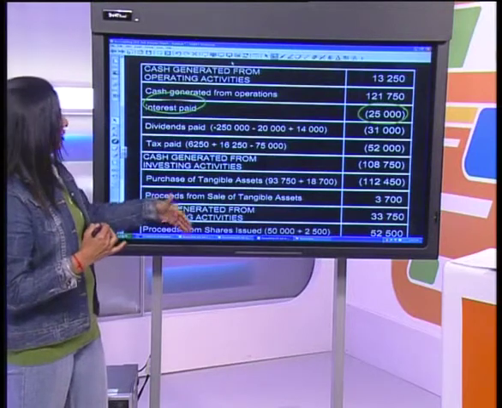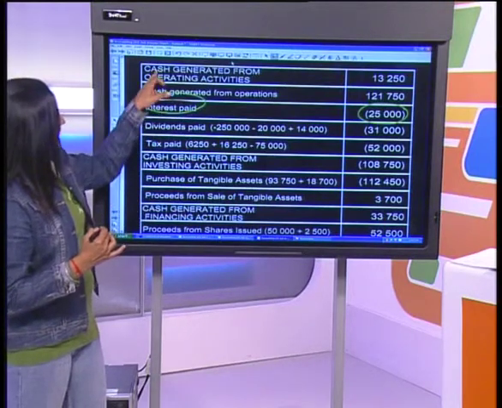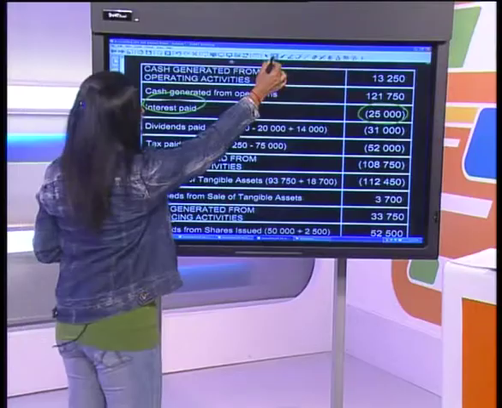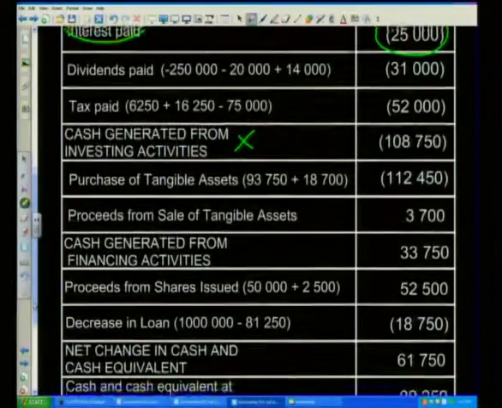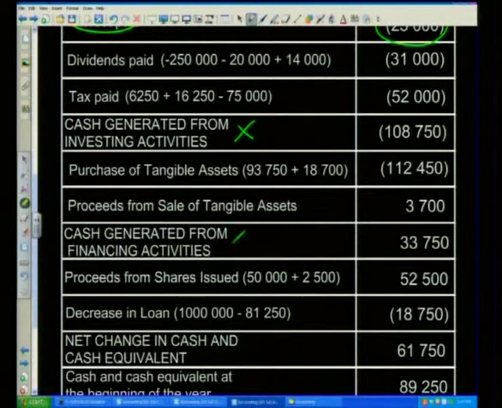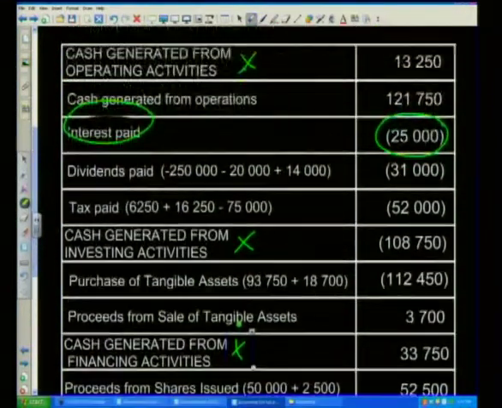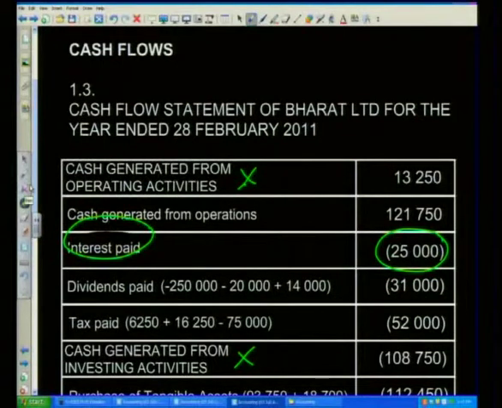If I quickly look at the format, there's my cash generated from operating activities at the top. Then the next main heading, cash generated from investing activities. And then finally, I've got cash generated from financing activities, which then allows me to calculate my net change in cash and cash equivalents.